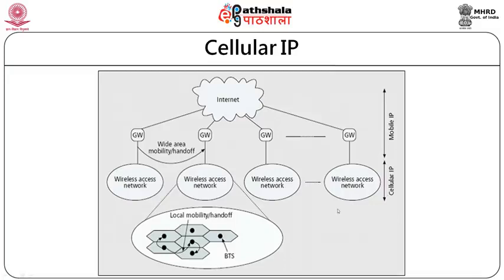If we talk about cellular IP, here you can see is the cell. This is one cell. If I am moving from one cell to another cell, here you can see the communication. This is basically the local mobility, that I am moving within my own wireless access network, from one cell to another cell. So handoff will be there. Handoff can be soft handoff or hard handoff. So a client machine wants a wireless interface connection.